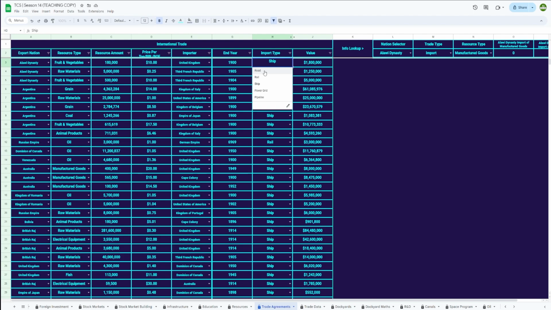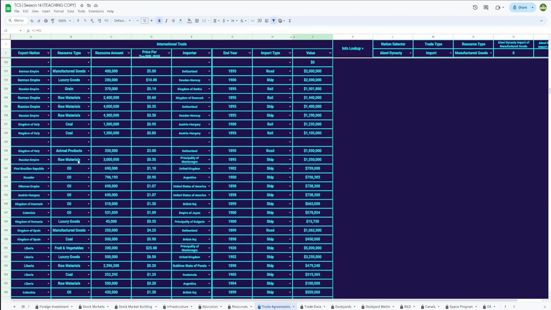Road and rail, you must share a land border with the nation. Ship, you can do with anyone, even if they're landlocked, as long as they have some rights to some river that gets them out of their country, such as Switzerland having the Rhine they're allowed to use. A power grid, you must share a power grid with the nation, which is a late season thing. And same with pipeline, you must share a pipeline with the nation to get gas or oil to that nation.